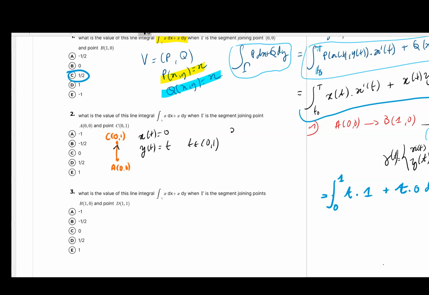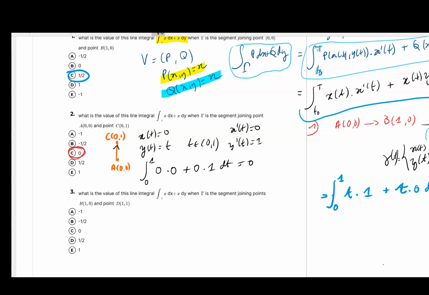So what do we get? I can compute x prime of t is equal to 0, y prime of t is then equal to 1. So my integral is going to be the integral from 0 to 1. So x is 0 times x prime, which is also 0, plus the Q part is given by also x of t, so again 0, times y prime 1 dt, so of course this is going to be equal to 0.